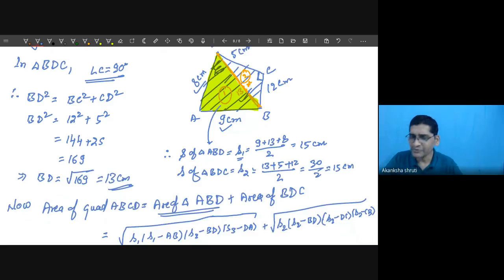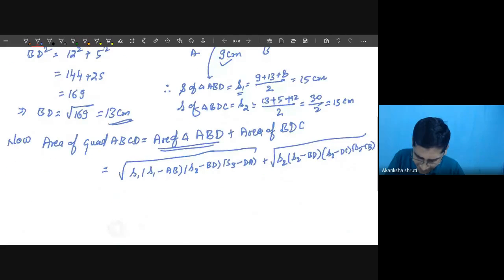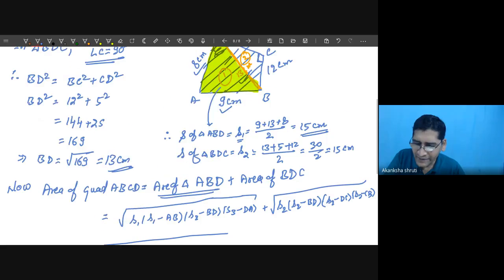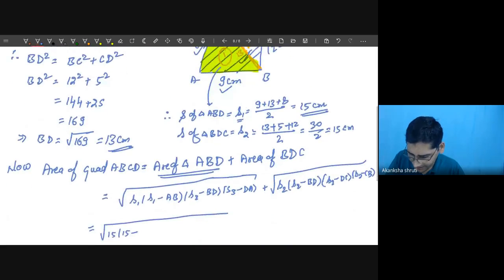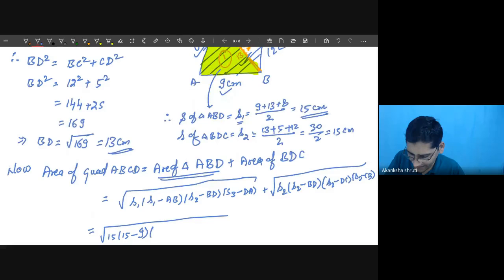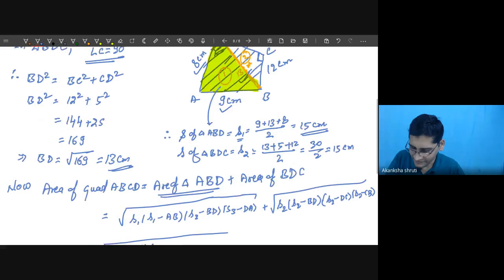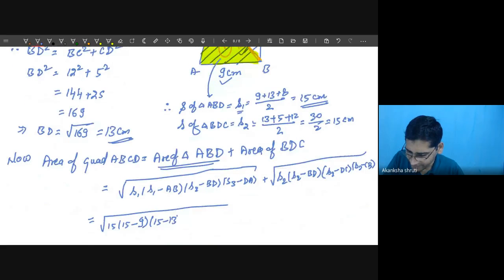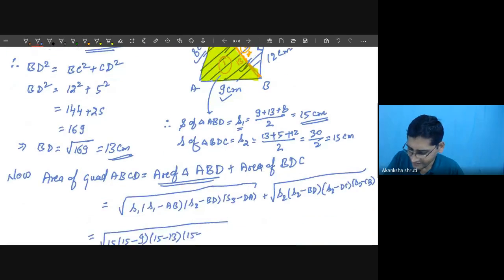Only this much substitution we have to do, and then we have to add it. We will get the result. So I'm going to do it, students. S1 we have calculated as 15. So 15 minus AB. Observe from this formula, AB is our 9. Then again 15 minus BD. BD we have calculated as 13. Then again 15 minus DA given as 8. So it is inside one of the square root.